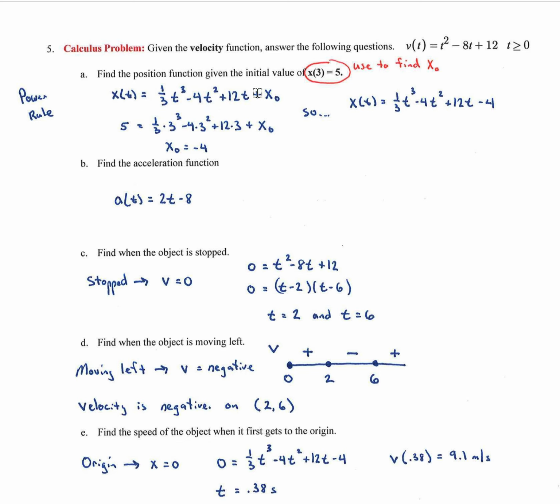And then I plugged in 5 for x, 3 for time, and found x naught to be negative 4. And so then this is the full equation that describes the object's position as a function of time.